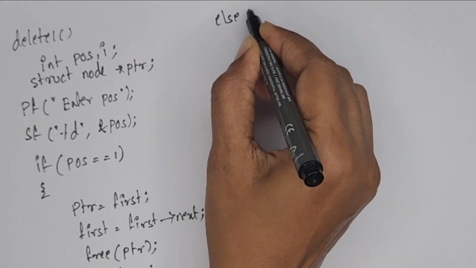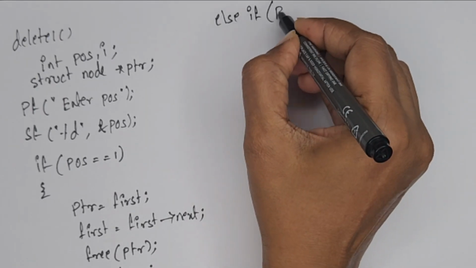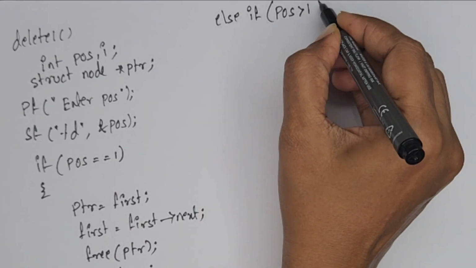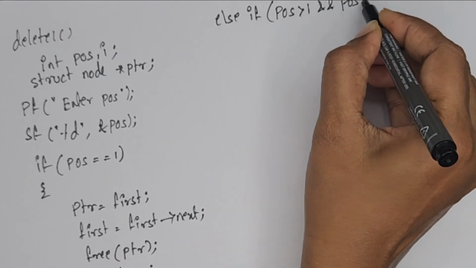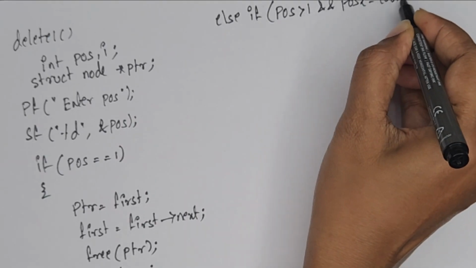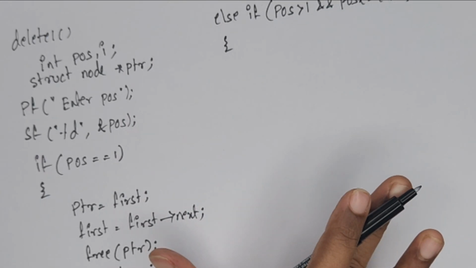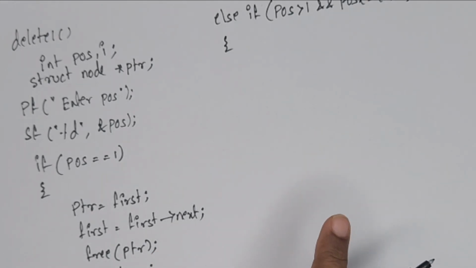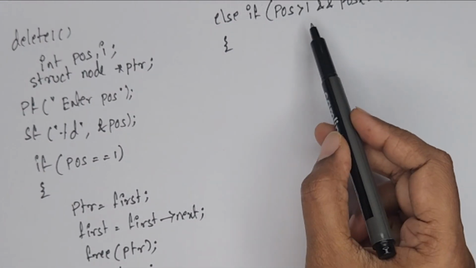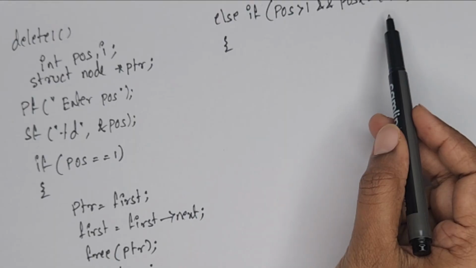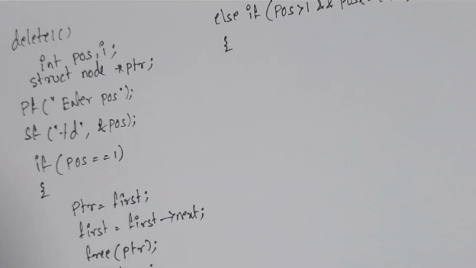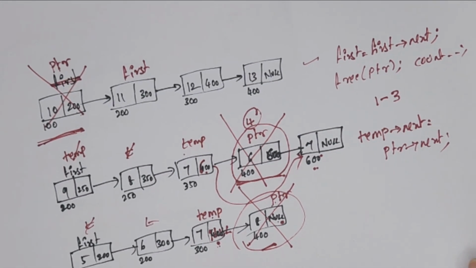Else if position is greater than 1 and position is less than or equals to count. See, if 10 nodes are there, then count value is 10. You can remove the 10th node, but you cannot remove after the 10th node, like the 11th or 12th node. There is no 11 and 12, so you cannot remove. So position is greater than 1 and less than or equals to count. In that case, what do you have to do?